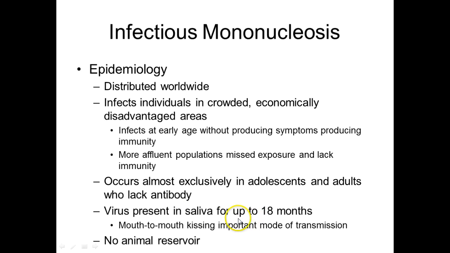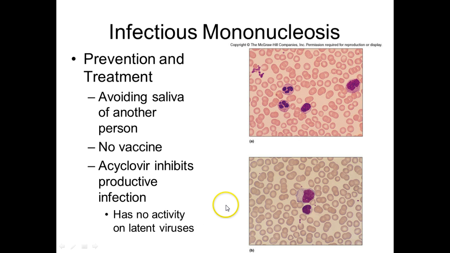The virus is present in the saliva for up to 18 months, right? So mouth-to-mouth kissing is an important mode of transmission. But also sharing drinks, right? This is swapping saliva. There's no known animal reservoir, so it is just humans that are harboring this infection. So avoid saliva of another person.